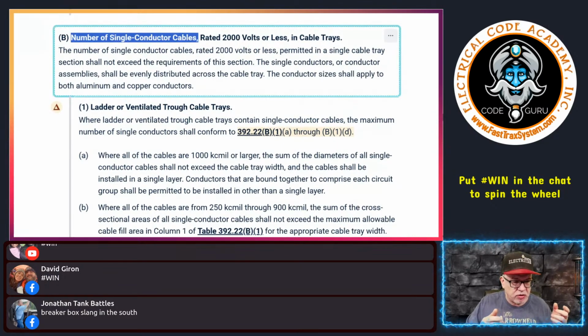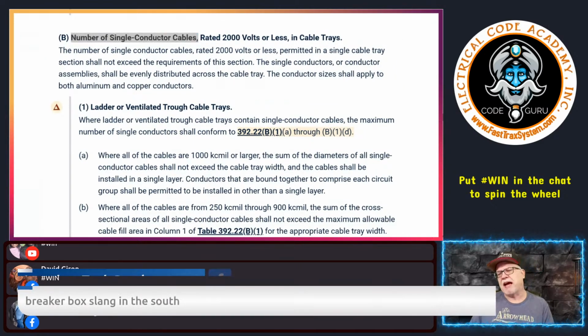Okay, so there you go, Jonathan. Jonathan says they call it breaker box. This slang they use is one of those things that you have to be aware of.